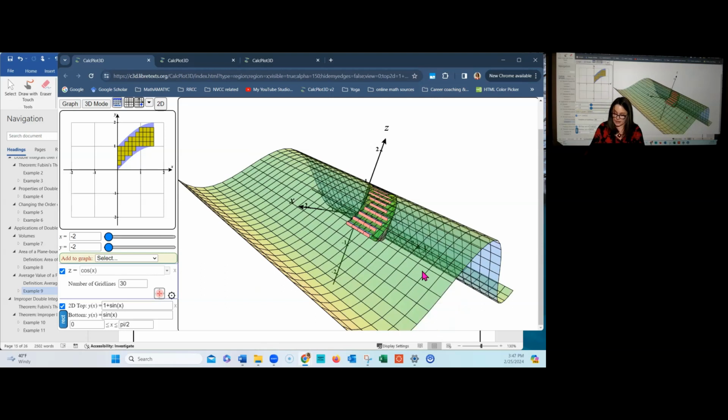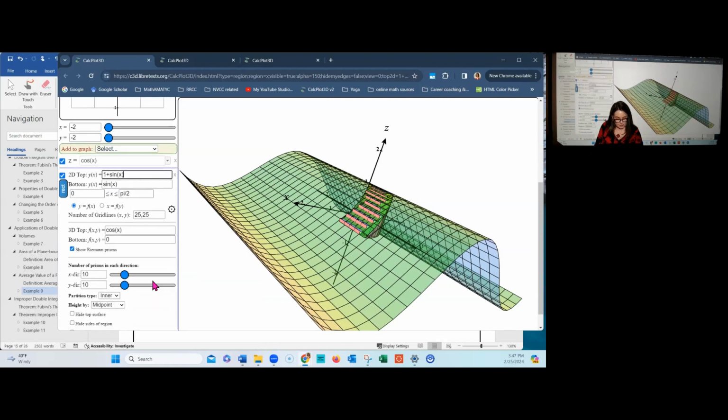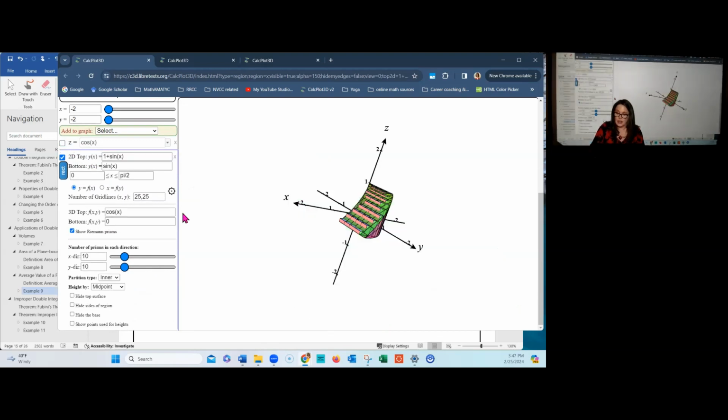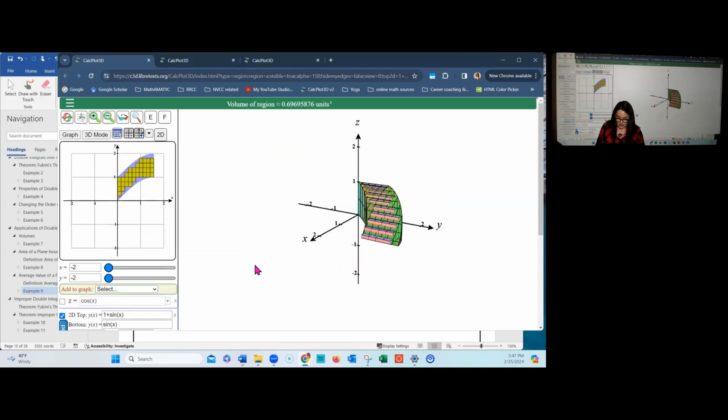So what I need is to have it restricted to the region between sine of x and 1 plus sine of x, with x between 0 and pi over 2. I open up a region and I set those as my top and my bottom, and x to be restricted between 0 and pi over 2. Let's take the cylinder off so that we can see our region a little bit more clearly. Now you can see it.